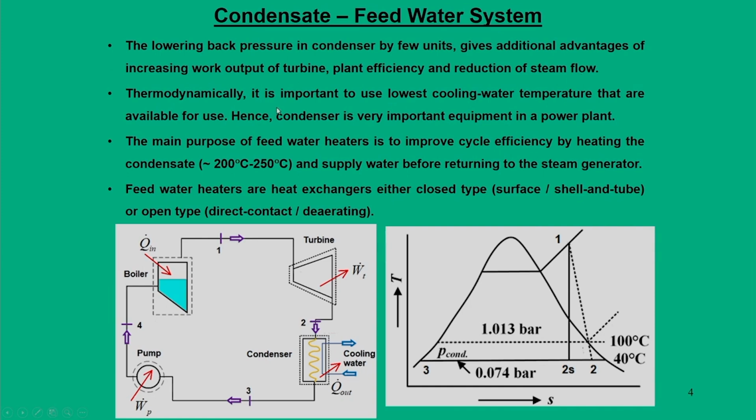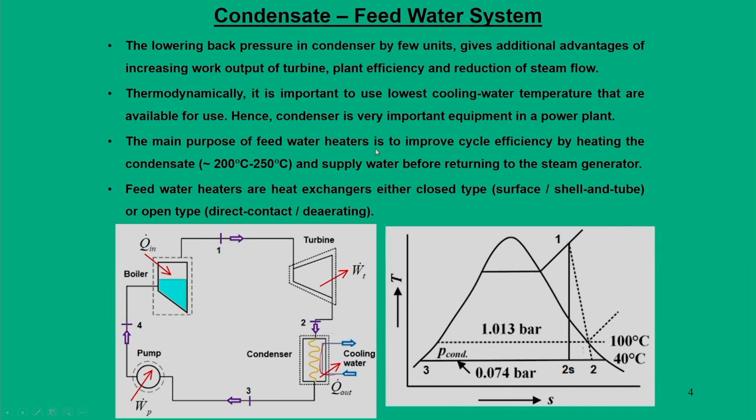Thermodynamically, it is also important to use the lowest cooling water available. For example, to get the heat out of the turbine exhaust, we require cooling water to be circulated in the condenser. In other words, the inlet temperature of the cooling water should be at par with the water availability at the location where the condenser is installed.